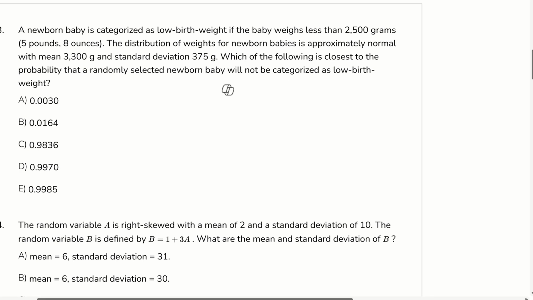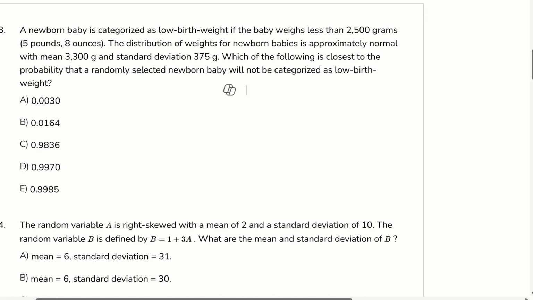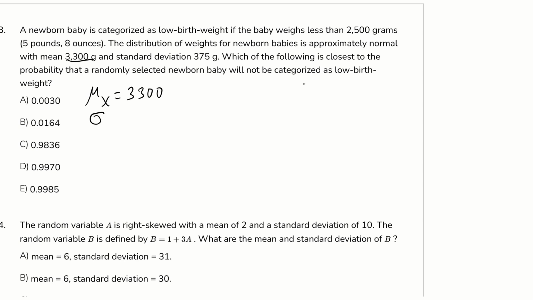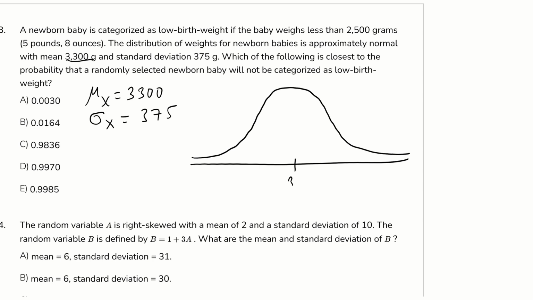Okay, so first off, we want to draw the normal distribution. It says the mean is 3,300, so we got mu x is 3,300. We got our sigma x is 375. So just to show our work, we're going to draw the normal distribution. All right, and then we're going to go by 375s, right? So we're going to add 375 to get the next values.